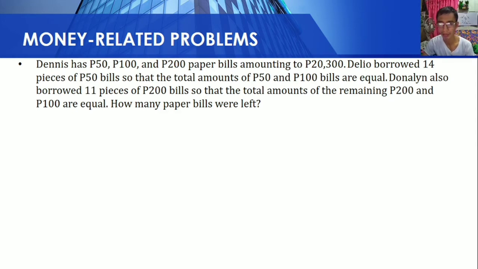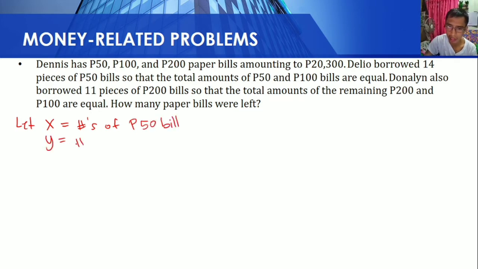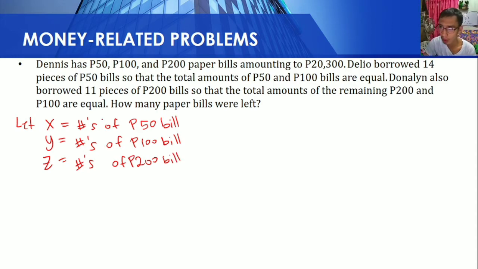So magle-let x ulit tayo dito. So let x be the numbers of 50 bills. So numbers of 50 peso bill, and y be the numbers of 100 peso bill, and z be the numbers of 200 peso bill. So yung total amount daw nun is 20,300.